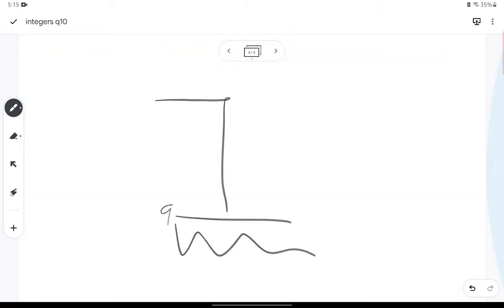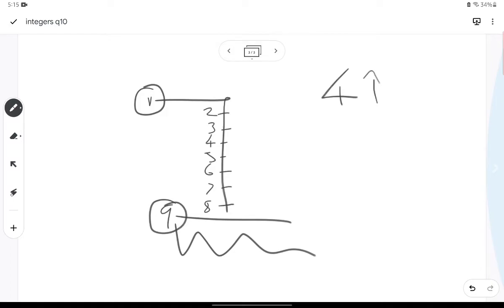So the monkey is at the 9th step, 8th step, 7th, 6, 5, 4, 3, 2, 1. So he needs to reach the first step. Now he's at the 9th step, so he moves 4 steps up and 2 steps down.